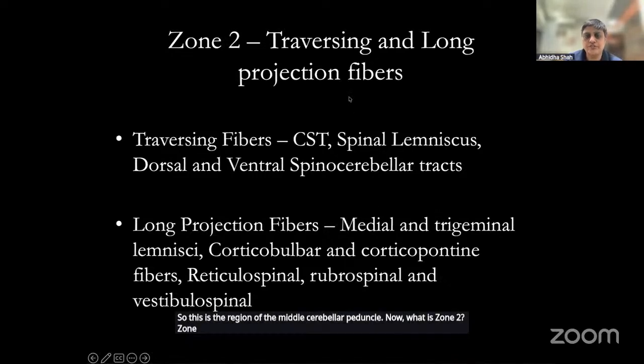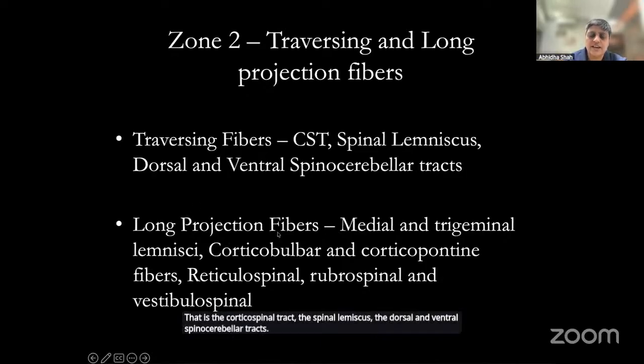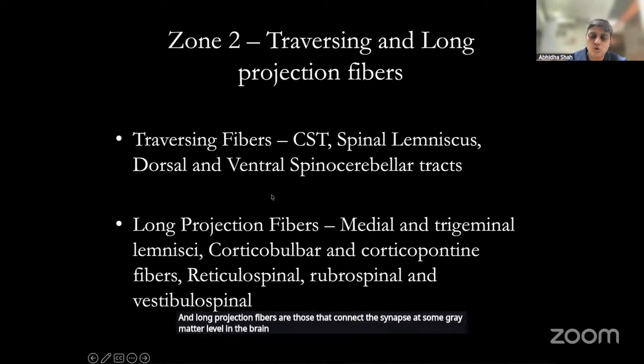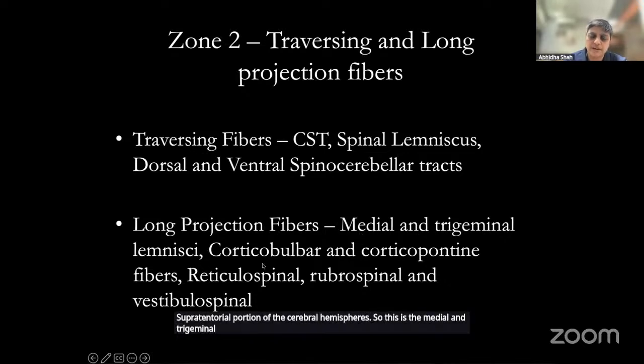Zone 2 consists of traversing and long projection fibers. The traversing fibers are fibers that just traverse through the brainstem without synapsing in the brainstem. That is the corticospinal tract, the spinal lemniscus, the dorsal and ventral spinocerebellar tracts. And long projection fibers are those that synapse at some gray matter level in the brainstem and then go on to the supratentorial portion of the cerebral hemispheres. So this is the medial and trigeminal lemnisci, the corticobulbar, corticopontine fibers, the reticulospinal, rubrospinal, and vestibulospinal tracts.